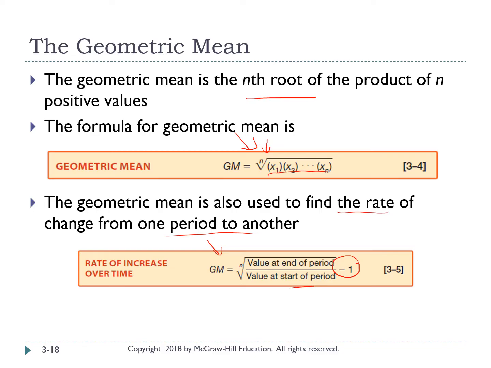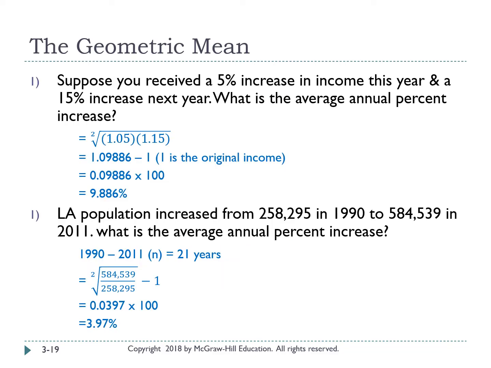Okay, so let's apply the previous two formulas in this question. Suppose you receive a 5% increase in income this year and a 15% increase next year. What is the average annual percent increase? So you want to know the average annual percent change. What is the first formula of geometric mean? The formula is the n-th root of positive values, so you can have x1 multiplied with x2 multiplied with x3 and so on.